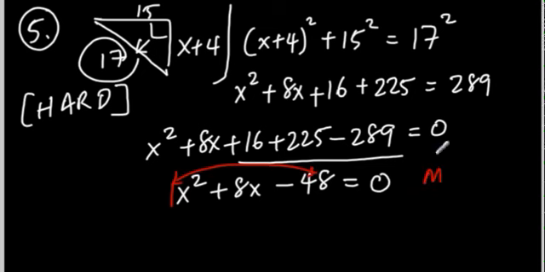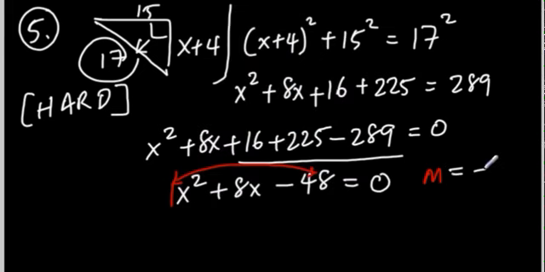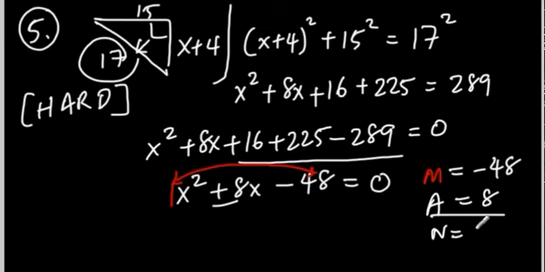So then we get the m-a method again. So m is equal to negative 48, and a is just the middle term, which is 8. So we've got to find two numbers that multiply to negative 48 and add up to 8. So that is 12 and negative 4, right? 12 times negative 4 is negative 48. 12 plus negative 4 is 8.